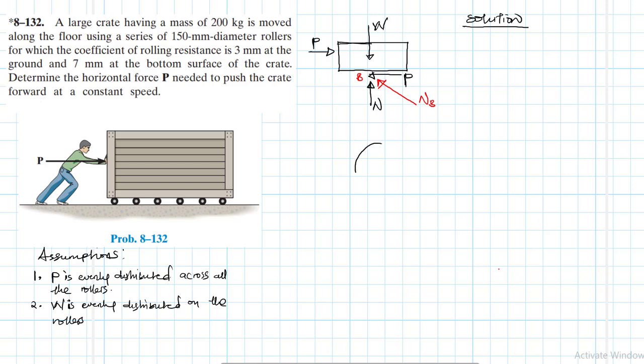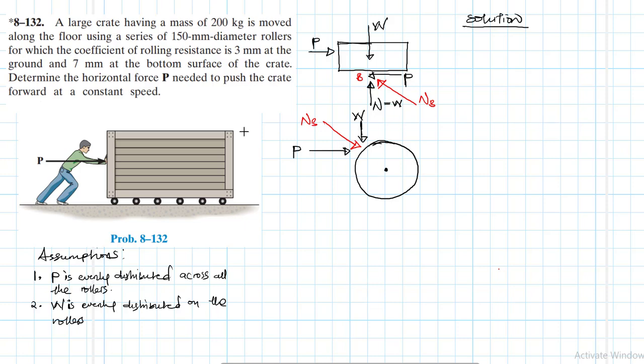So let's draw this wheel so that we show this. We still have the same component NB, but this NB has components. It has components N, and this N is equal to W, right? So this is W, and then it has another component we are calling P.